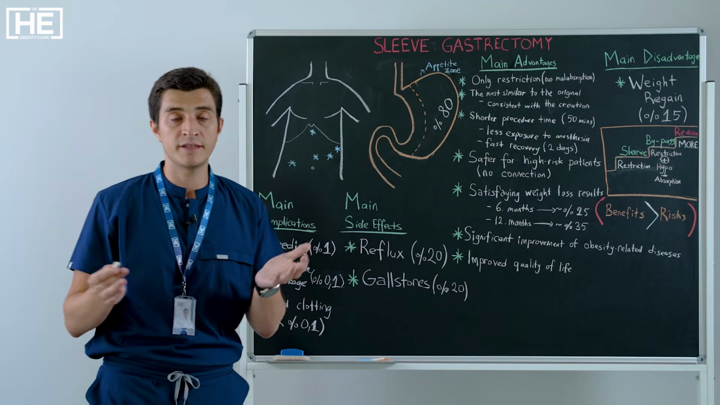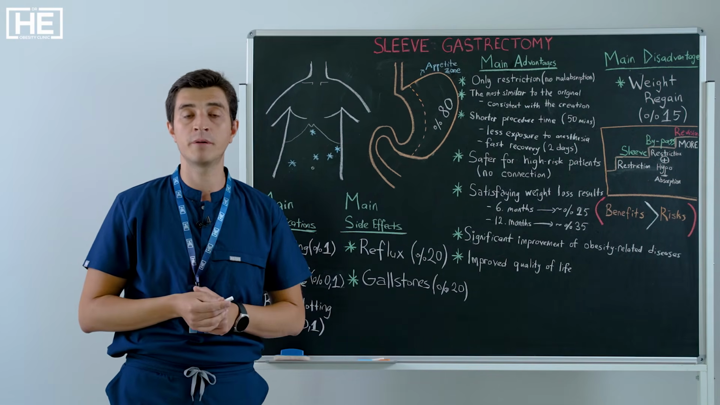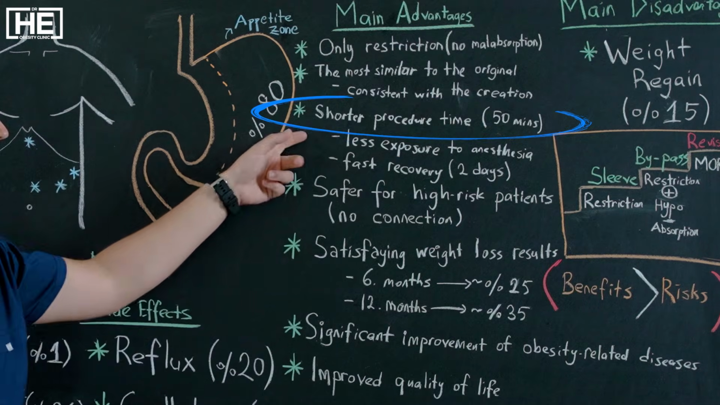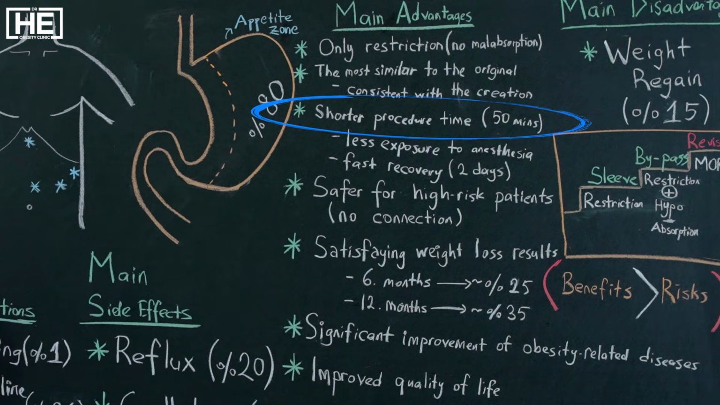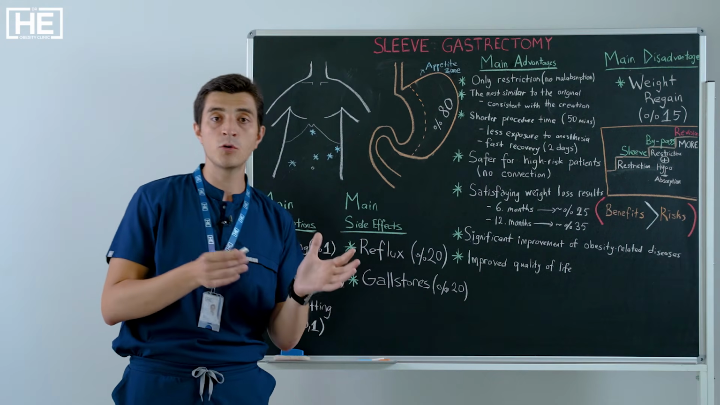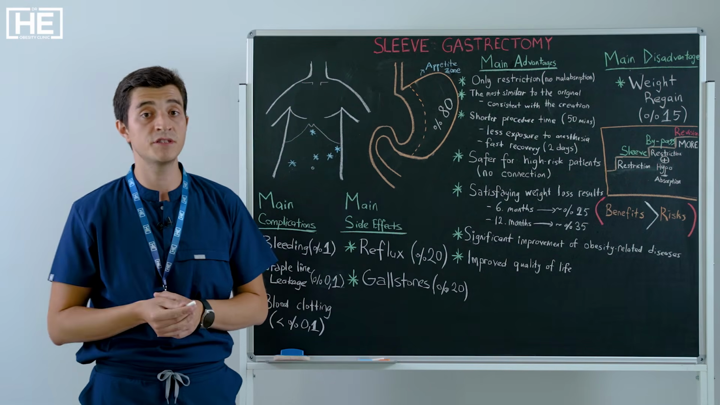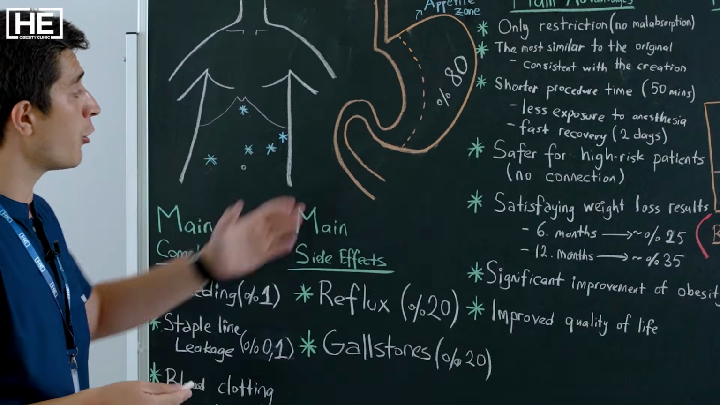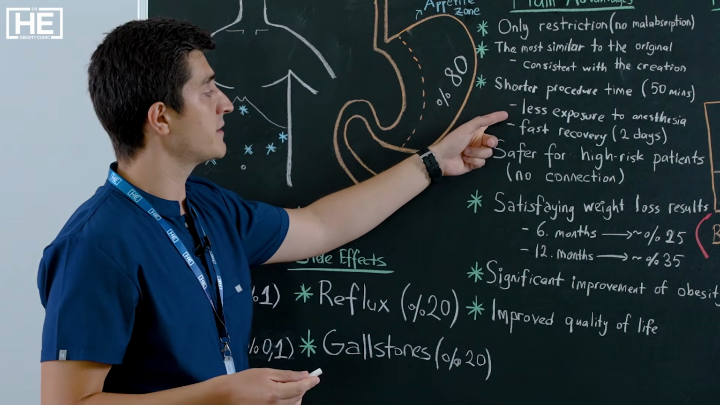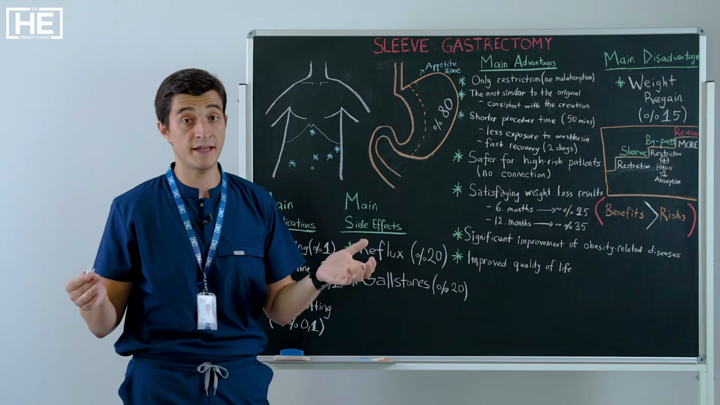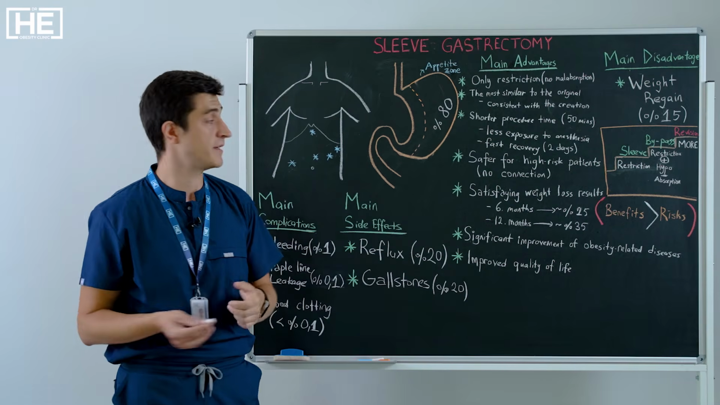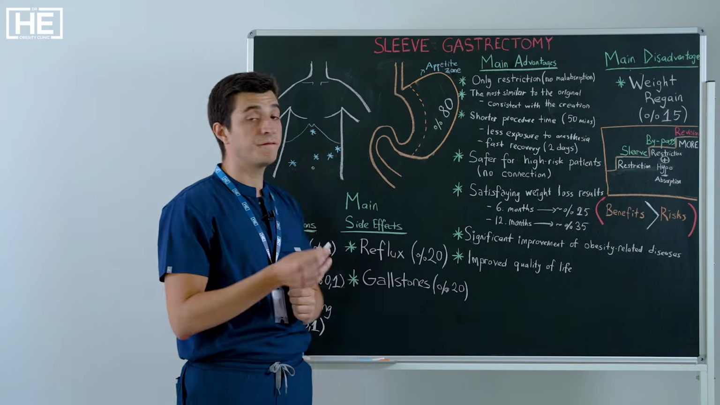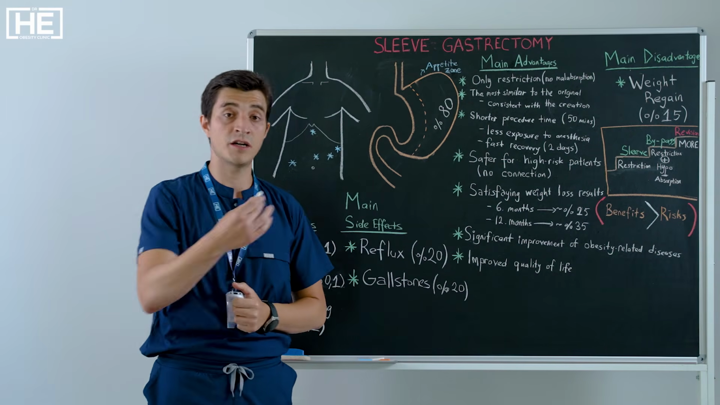This is a simple and straightforward operation for a bariatric surgeon, so it provides a shorter procedure time. The net operation time is nearly 50 minutes, but with endoscopy and some anesthesia procedures, it takes maximum 1.5 hours. Shorter procedure time means less exposure to anesthesia, so less risk of anesthesia, and it provides fast recovery. After 2 days of the operation, you'll be discharged to the hotel.